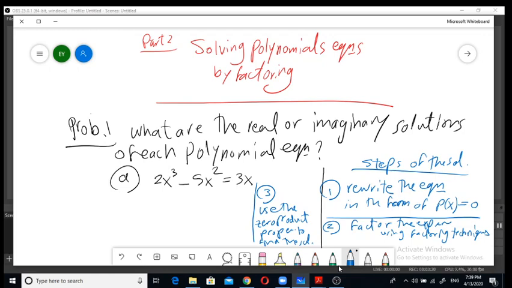Steps of the solution. First step, we are going to rewrite the equation in the form of p of x, the standard form of the polynomial equation. P of x is equal to 0. Then we are going to factor the expression using factoring techniques that we have studied before. And the third step, we are going to use the zero product property to find the solution. Then, according to these steps, first we have to rewrite the equation according to the standard form.